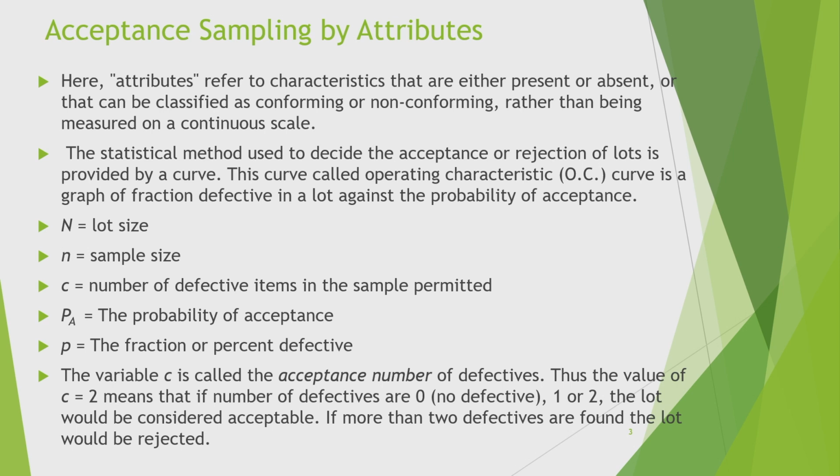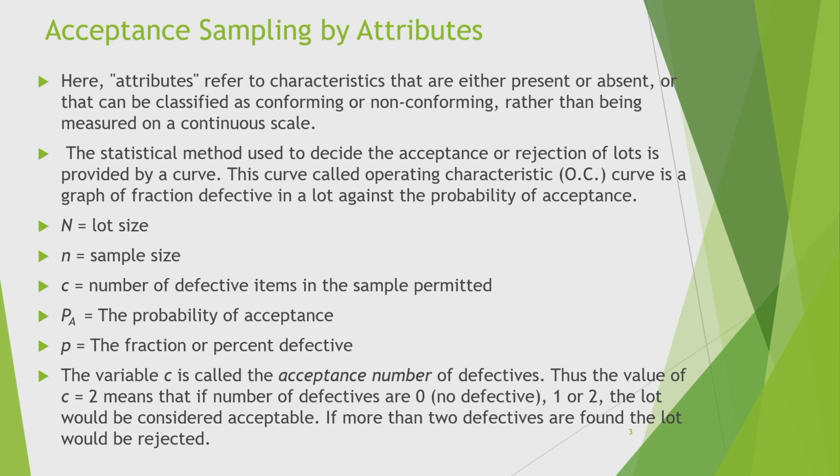Now let us see the terminology. Capital N is the lot size, small n is the sample size; say lot size may be 1000, sample size may be 100. C is the number of defective items in the sample permitted. That means how many defective items I can permit; that is also called the acceptance number. PA is the probability of acceptance, which I can calculate by probability theory. And P is the fraction or percentage defective in the lot. So the variable C is called the acceptance number of defectives.